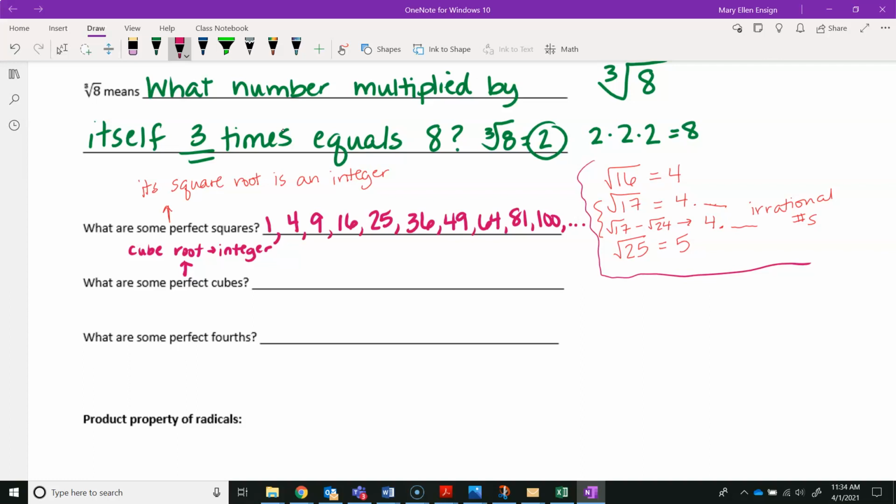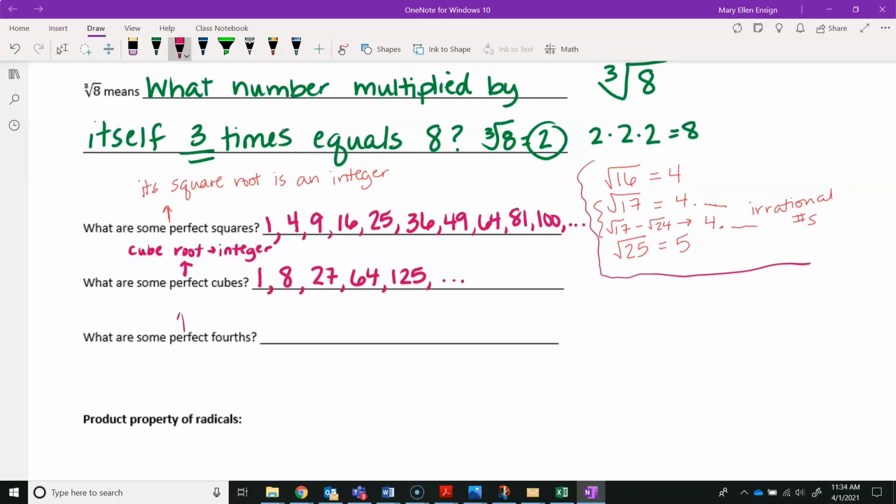That answer would be a perfect cube. So 1 times 1 times 1 is 1, 2 times 2 is 4, times 2 is 8, 3 times 3 is 9, times 3 is 27, 4 times 4 is 16, times 4 is 64, 5 times 5 is 25, times 5 is 125, okay, etc. So each of these is some integer multiplied by itself 3 times.